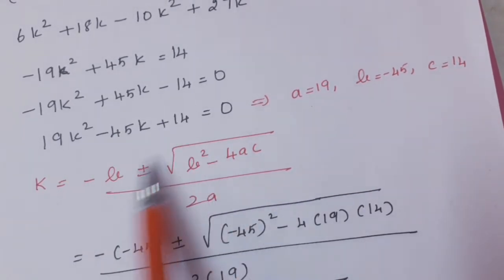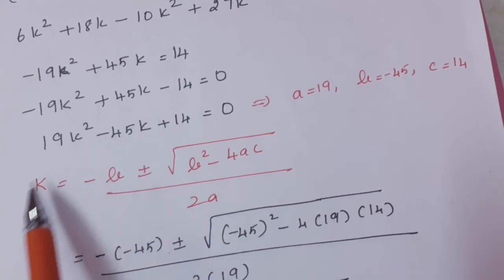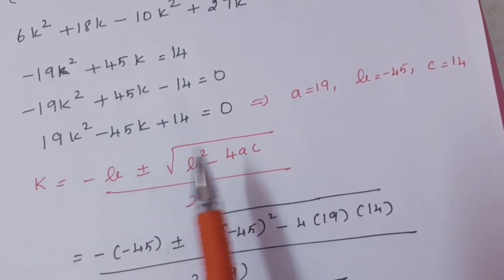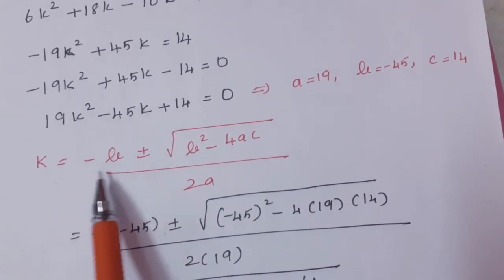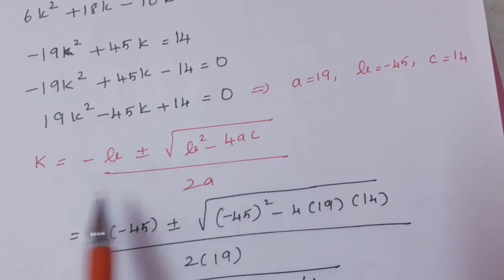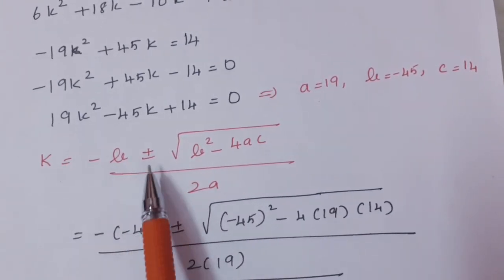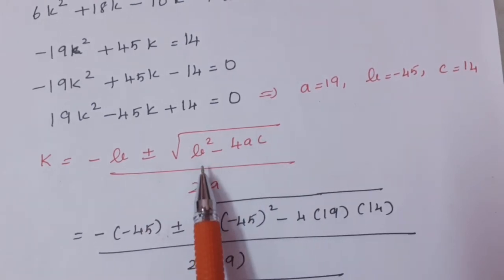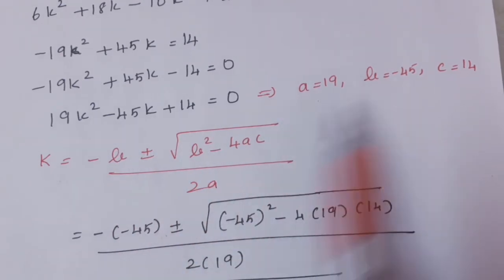The quadratic equation is in terms of k, therefore k equal to. For x square, it is in terms of x equal to. Remember the formula one more time. This was also studied in the 10th standard. K equal to minus b plus or minus root of b square minus 4ac divided by 2a. Now, what is our b value?